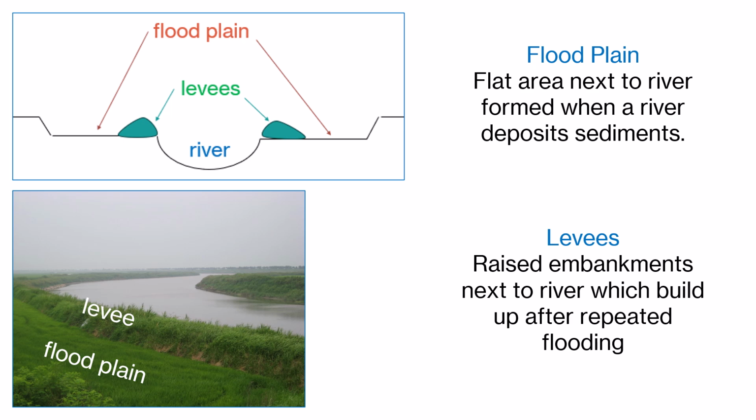Floodplains and levees develop in the lower course of the river and result from deposition. A floodplain is the flatter level area right next to the river, which is formed when the river deposits sediments on its bank after it has gone into flood. Levees occur right next to the river on the bank, and they are in essence raised embankments which build up after repeated cycles of flooding.